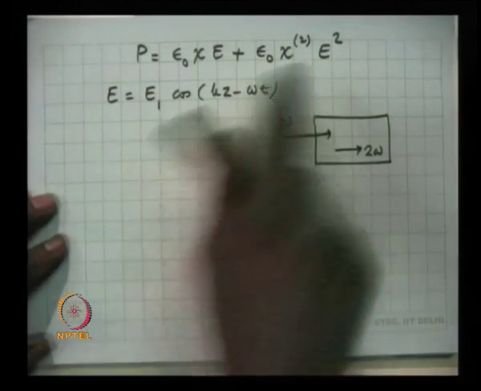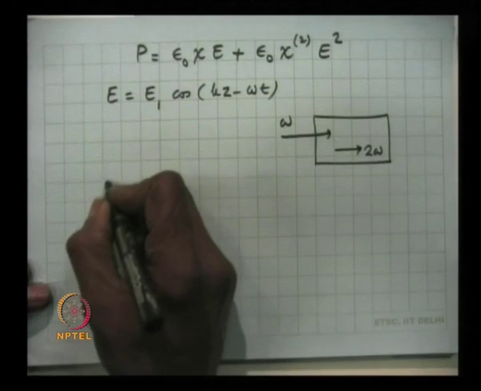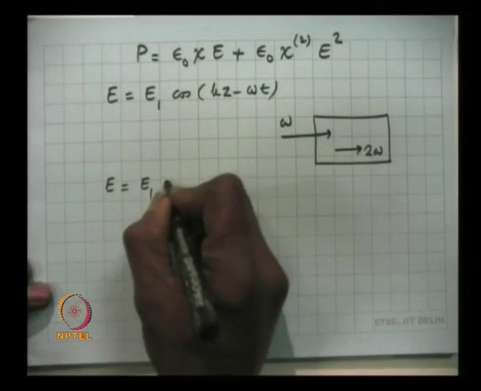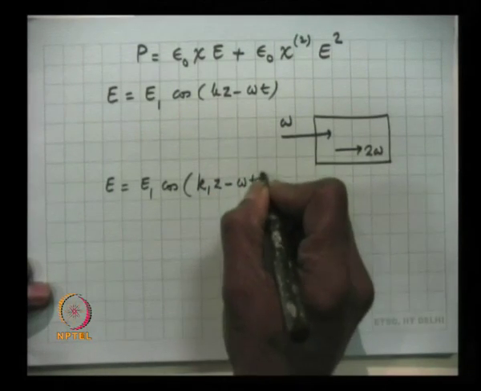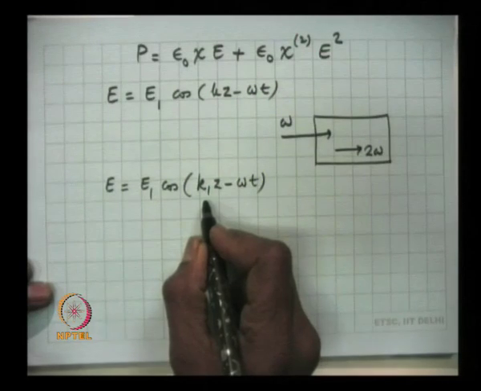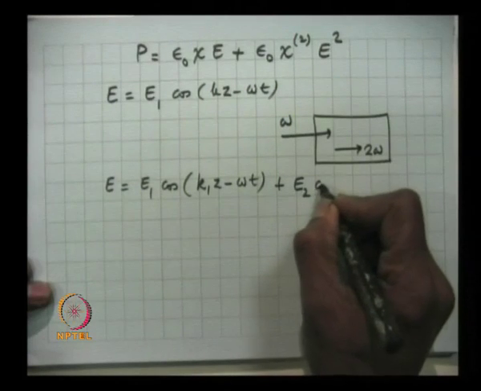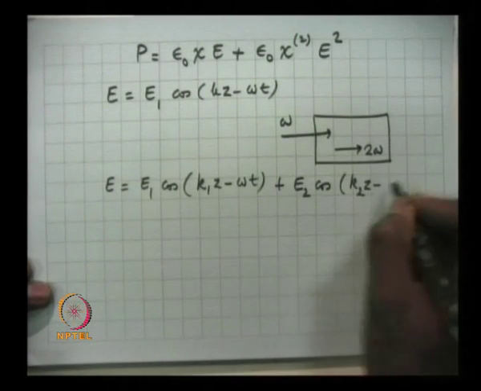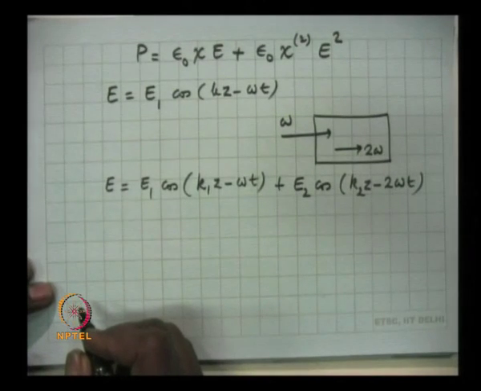Now, in this equation E is the total electric field. So, once 2 omega starts to get generated inside the medium, now I have electric fields at omega and 2 omega. So, if I for example write the total electric field as E 1 cos, now let me differentiate the two frequencies like this. So, I have k 1, the propagation constant of the medium at frequency omega, plus I have an electric field now corresponding to frequency 2 omega, and k 2 is the propagation constant of the medium at frequency 2 omega.